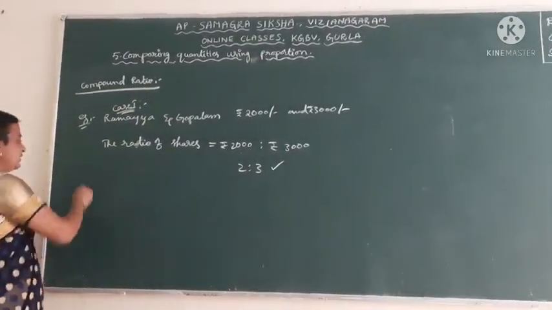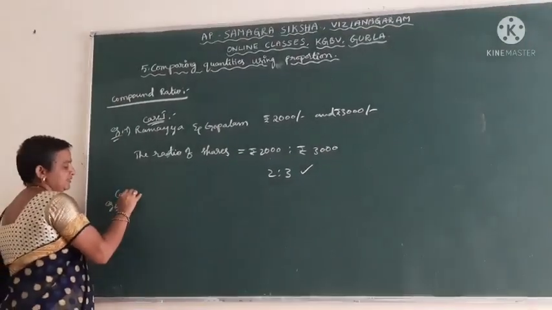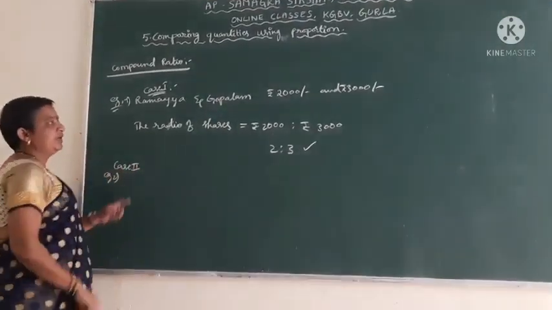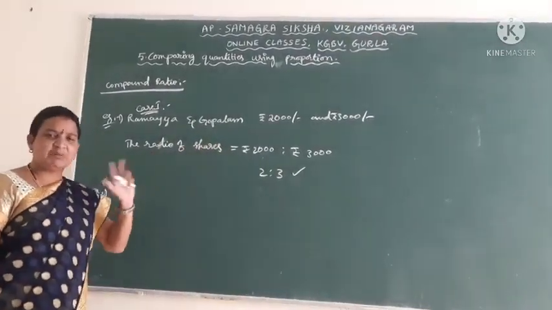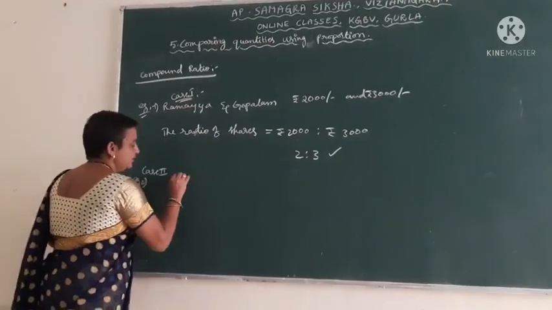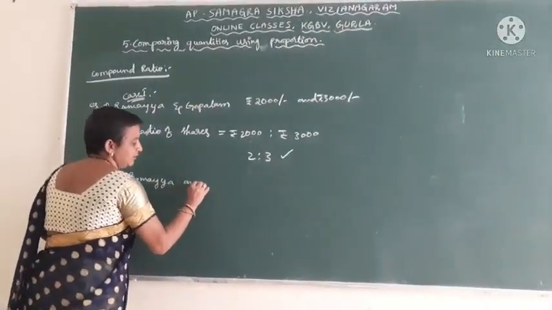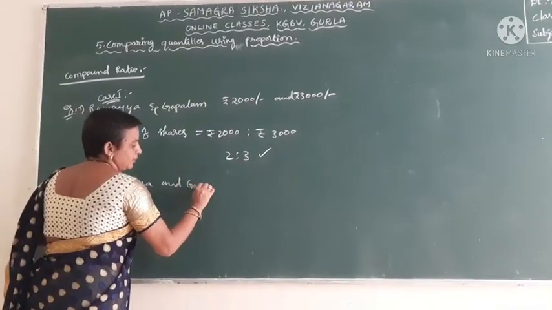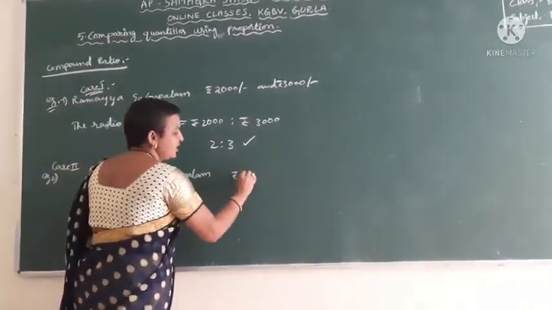Okay. In the second example, second case, if Ramaya and Gopal invested the same amount, rupees 5,000.